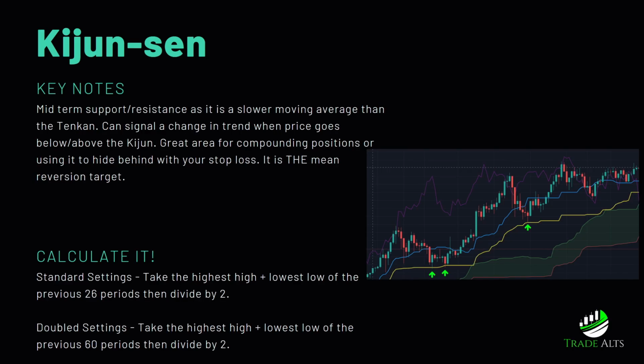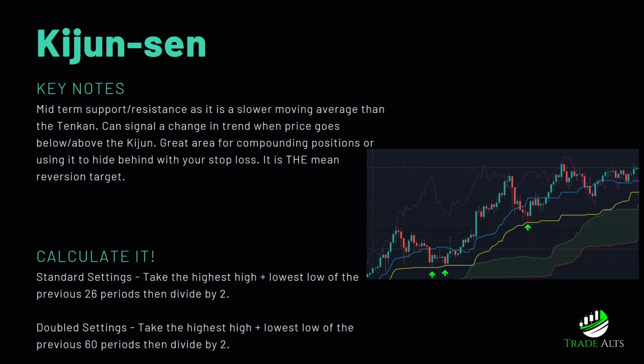Okay, and on to the Kijun-sen, or the Kijun for short. It's a really crucial level. I think it's one of the most important parts about Ichimoku. It's really a whole system, obviously, but I think the Kijun-sen is very important. It basically illustrates midterm support and resistance. It's a slower moving average than the Tenkan, so you're not going to see as much movement. It can stay flat for quite a while depending on trend, because it is a slower moving average essentially.